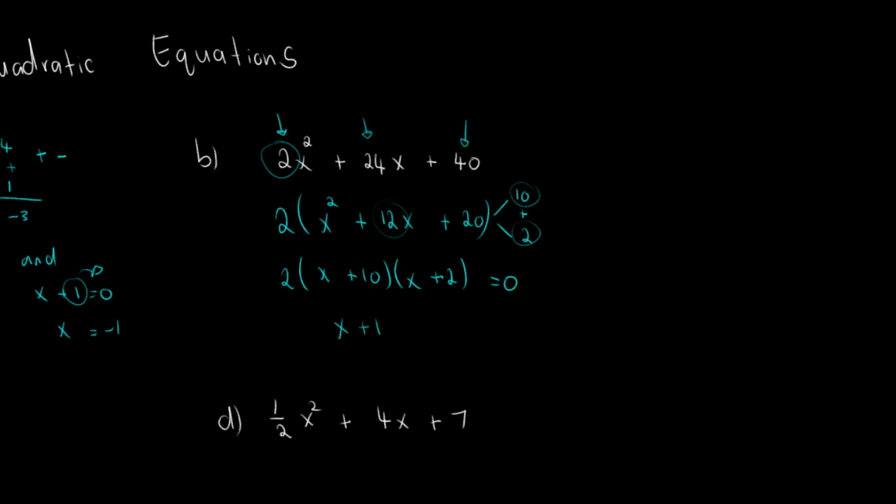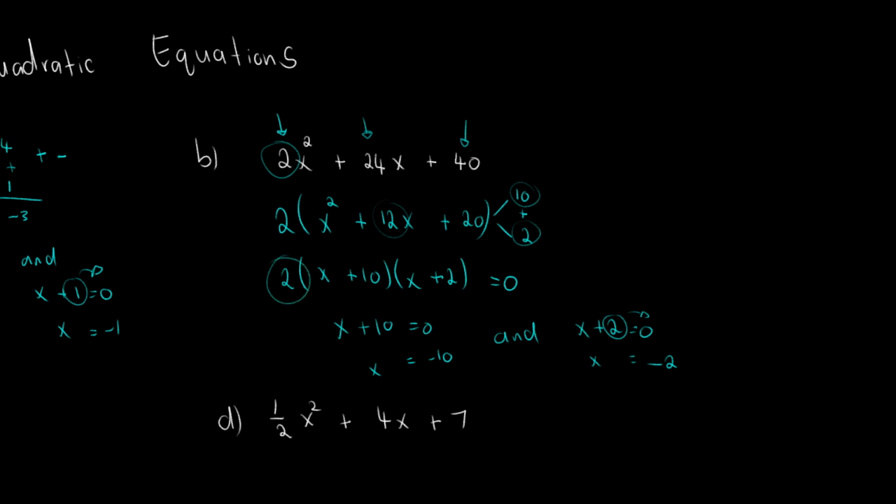So x plus 10, transfer from left to right, becomes x is equal to negative 10. And we're also going to do x plus 2. Well, x plus 2 is equal to 0. So if I transfer again from left to right, it becomes negative 2.